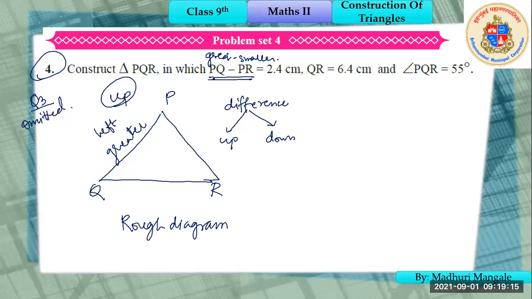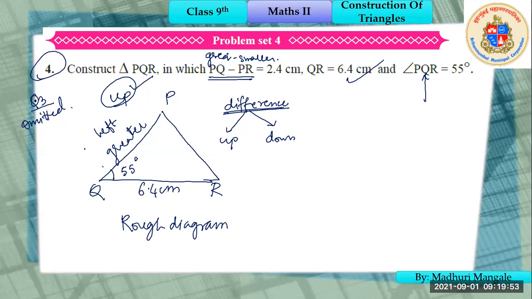Check. PQ minus PR is given. That's the difference kind of question where PQ is greater and PR is smaller. So PQ is greater. We mark it on the left hand side. Since the left hand side is greater, the construction is going to be upward. And label the rough diagram properly. We are given 6.4 centimeters as the base. And angle PQR, by PQR we see the middle letter, that's Q. That means angle Q is 55 degrees.